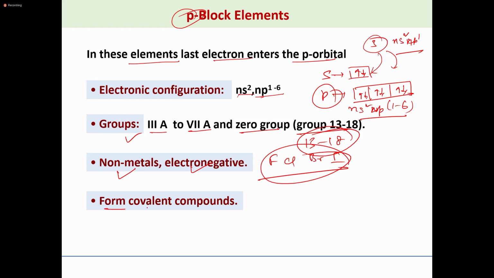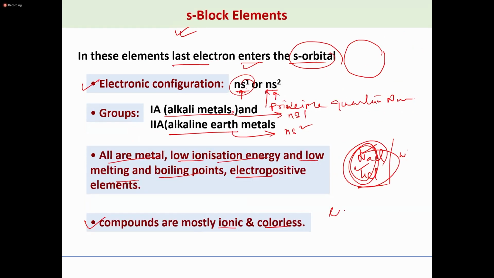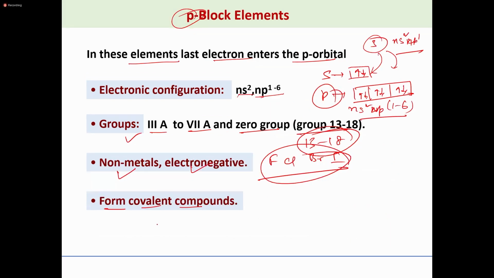And the p block elements form covalent bonds. Actually, if you see the S block elements, they form ionic bonds. But here they form covalent bonds. That means covalent compounds.